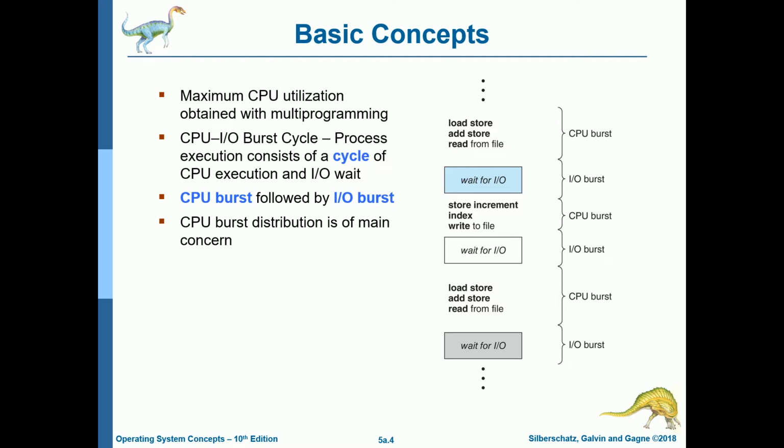Process execution consists of a cycle of CPU execution and I/O wait. Processes alternate between these two states. Process execution begins with a CPU burst. That is followed by an I/O burst, which is then followed by another CPU burst, then another I/O burst, and so on and so forth. Eventually, the final CPU burst ends with a system request to terminate execution.